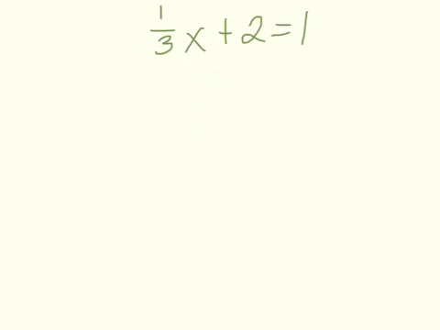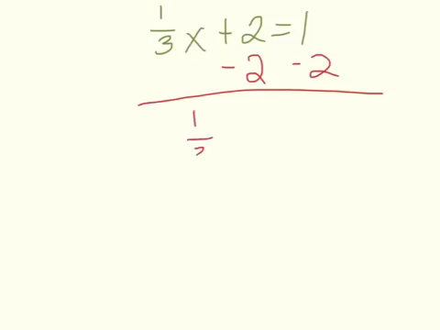Okay, this one is going to be the exact same. Don't let the fact that there's a fraction mess you up. Okay? First thing we're going to do still is get rid of the number that's by itself on the same side of the x. That's that +2. So to get rid of it, we're going to do -2, both sides. Okay, we haven't done anything with this 1/3 x, so I'm just going to bring it down. +2 minus 2 cancels out. Bring down your equal sign. 1 minus 2 is -1.